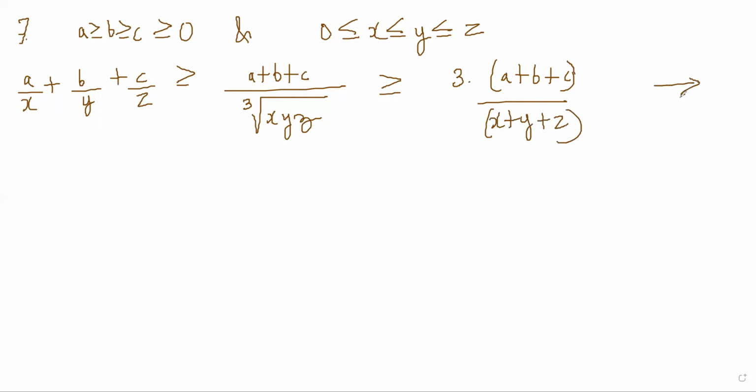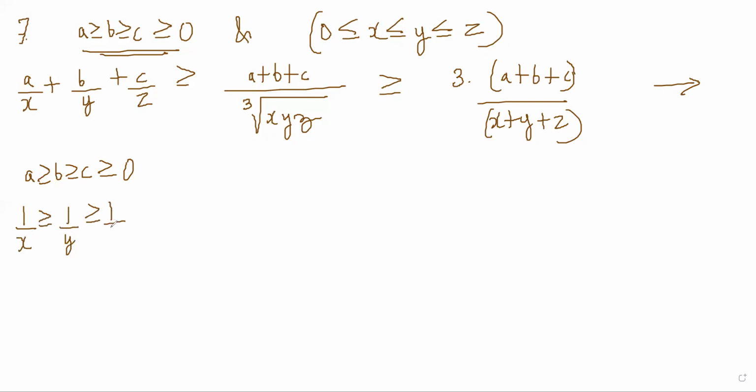This is an important enough result that you should eventually just remember it, but we will see how this is done. So obviously right now the sequences are not properly ordered, like they are not similarly sorted, right? This is decreasing and this is increasing. So what we can say is a greater than b greater than c is greater than equal to 0, and similarly you can say 1 by x is greater than 1 by y is greater than 1 by z is greater than equal to 0, right? If you take reciprocals, the ordering of the inequalities becomes the same.